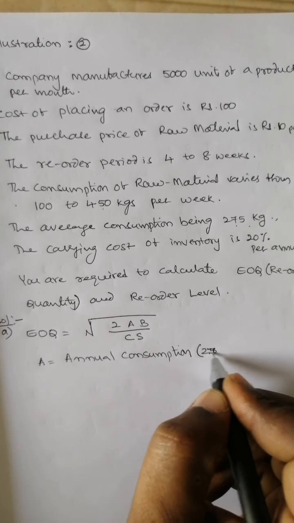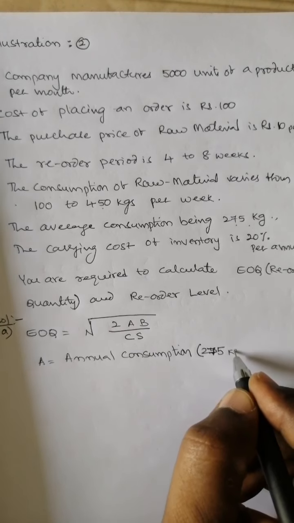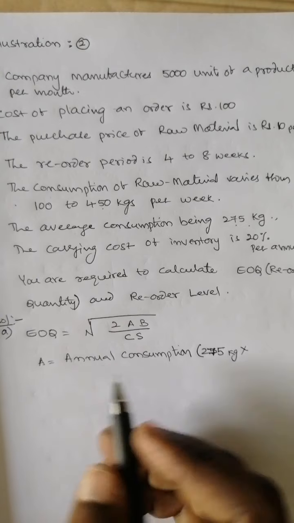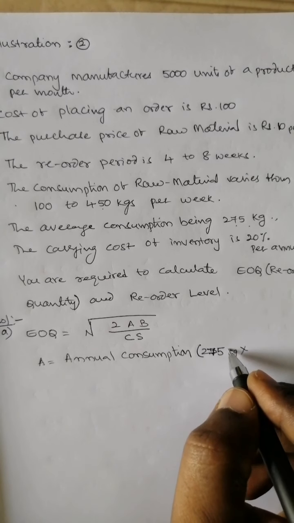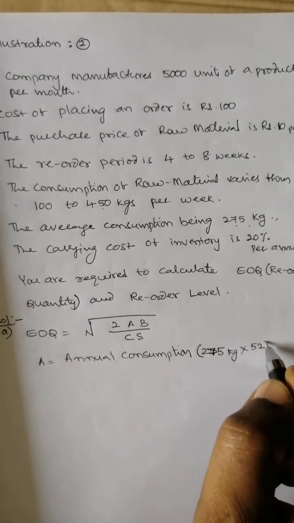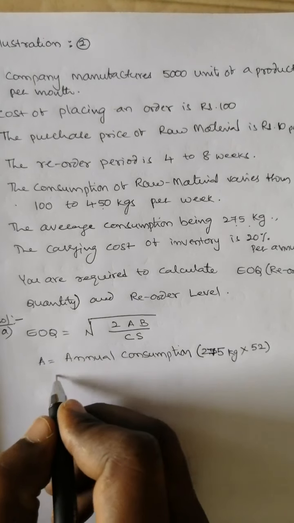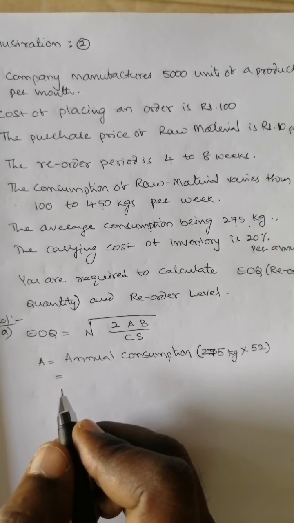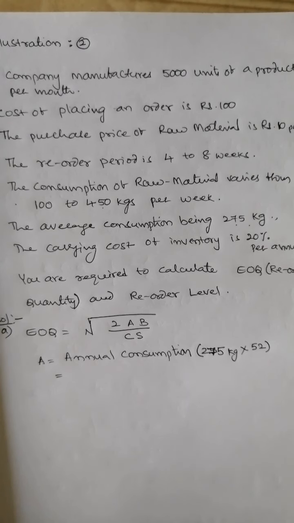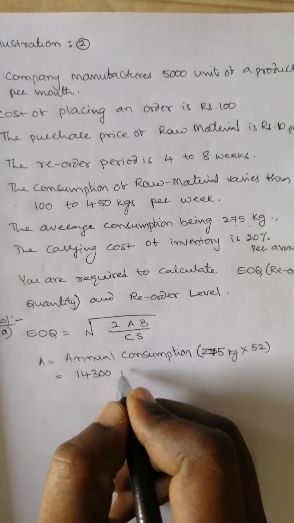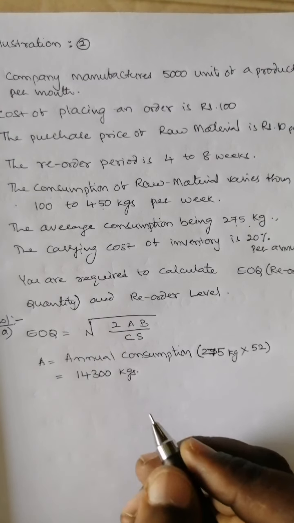275 kgs per week. But we require not per week but per annum. Means this is the consumption per week. In a year we have 52 weeks. So by using calculator, 275 into 52. I am using my calculator. 14,300 units are mentioned as kgs.